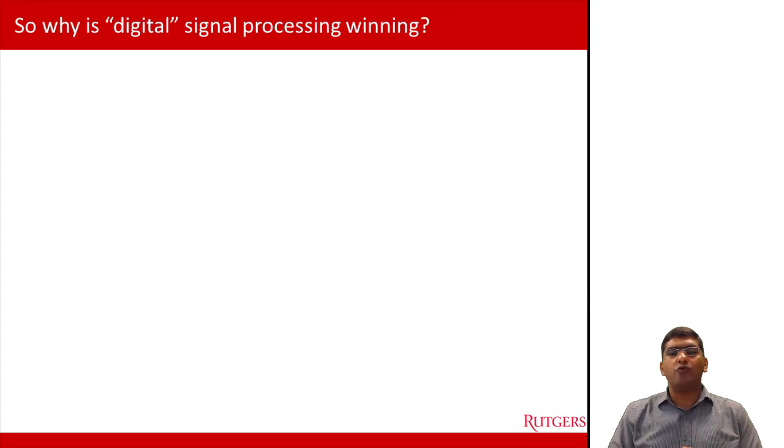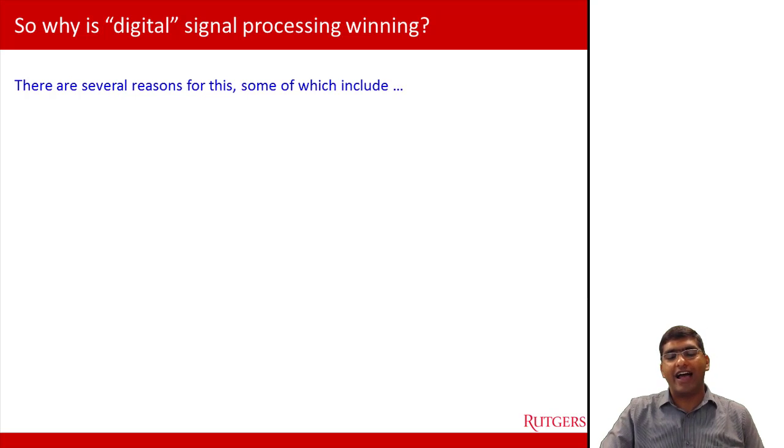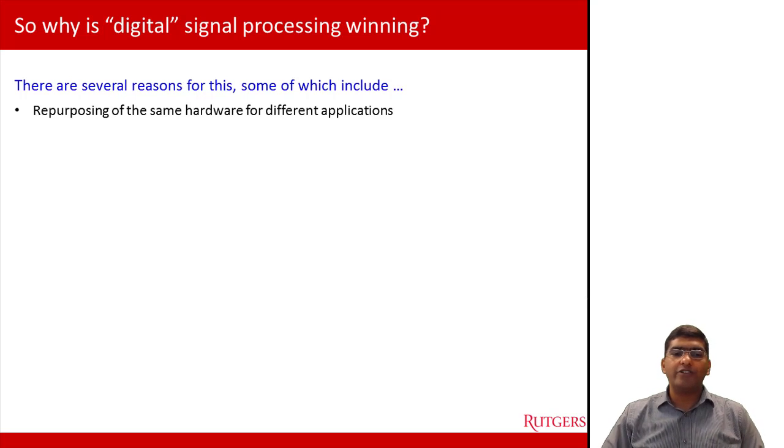So a question to ask is, why is digital signal processing winning? Which, in my view, it is. And there are numerous reasons for that. I'll give you some of my own biased views. The first one is that DSP allows repurposing of the same hardware for different applications. You have the same cell phone, you can use it for different DSP applications. Whereas for analog signal processing, specialized hardware needs to be built for different problems.